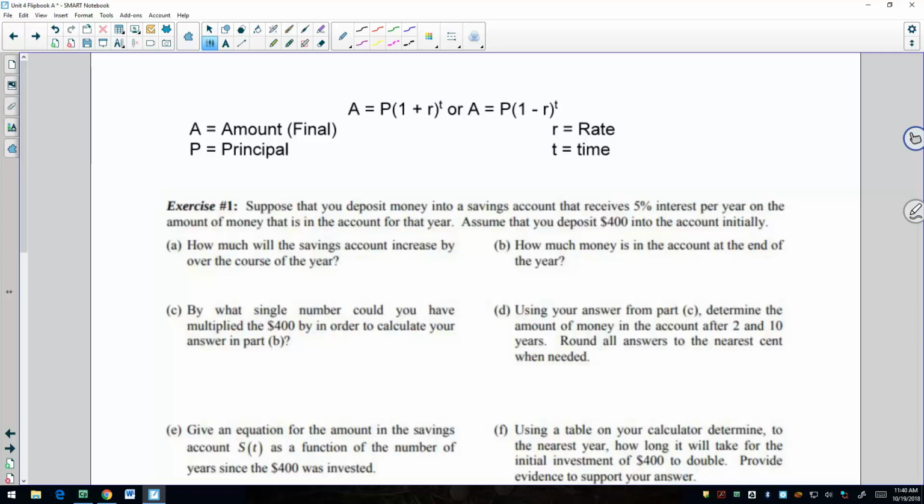Today's video is on lessons 4.6 and 4.7. 4.6 is on exponential modeling with percent growth and decay. You will notice at the top of your page there are two formulas.